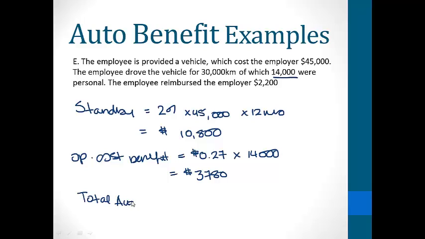So my total auto benefit is going to be my standby plus my operating costs, and I get $14,580 less the reimbursement, which is $12,380.